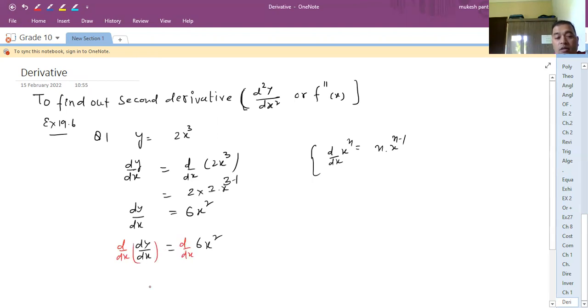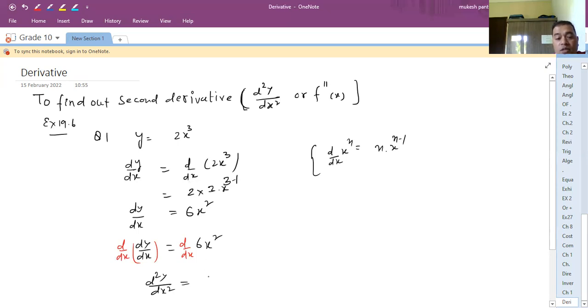Correct. So instead of writing d over dx and then dy over dx, this means you are finding its derivative. It's already the first derivative, so this symbol you can write as d squared y over dx squared. The rule for the right hand side will remain the same as we did in the first part.